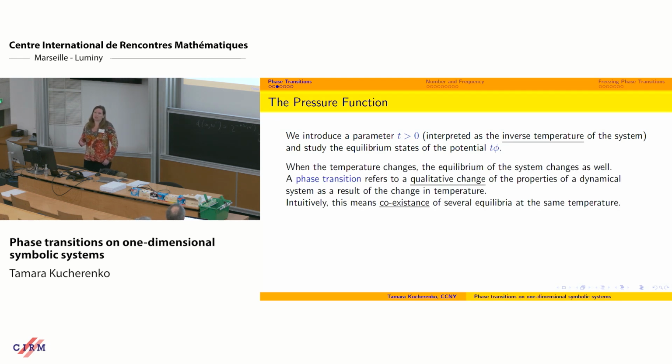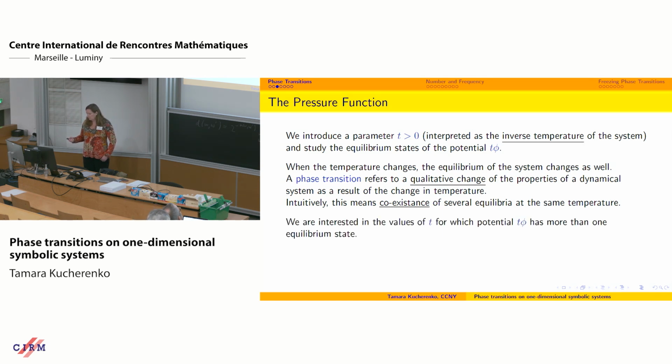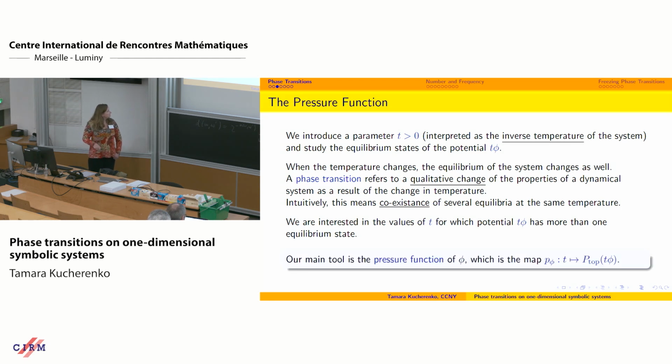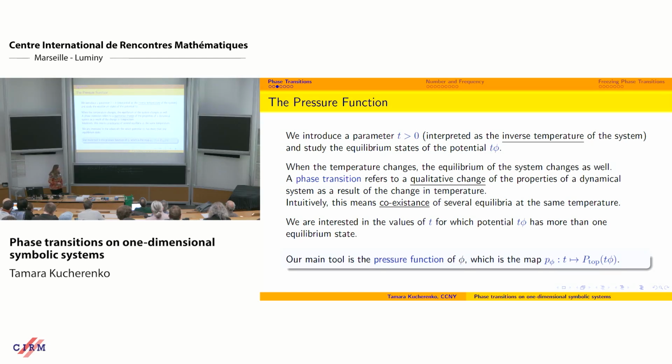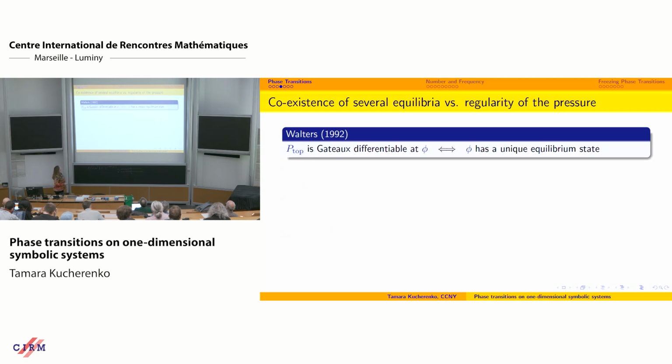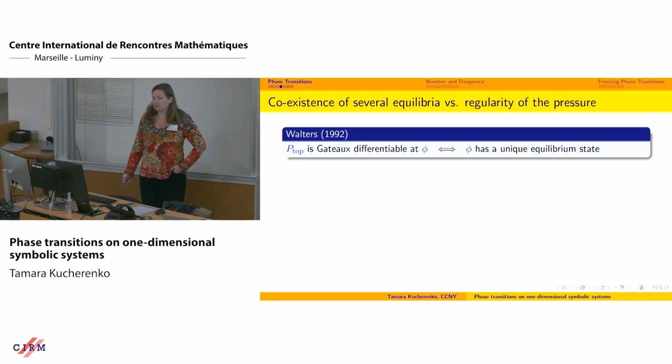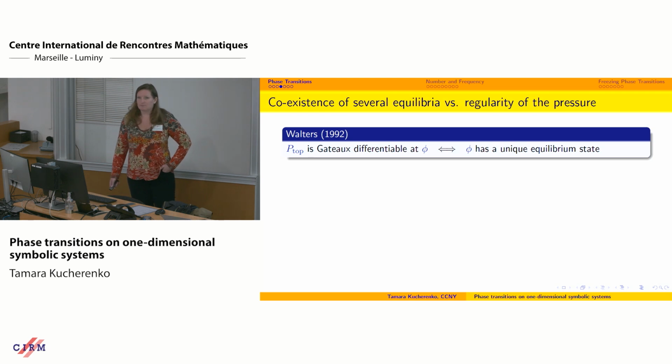Again, the temperature changes, the equilibrium state changes, and a phase transition should be something where a qualitative change occurs. Intuitively, it means that we want to have two equilibrium states at the same temperature. So our main tool will be the pressure function. This is a function that maps T into the topological pressure of the potential T phi. What is the connection between the regularity of the pressure function and the coexistence of equilibrium states?